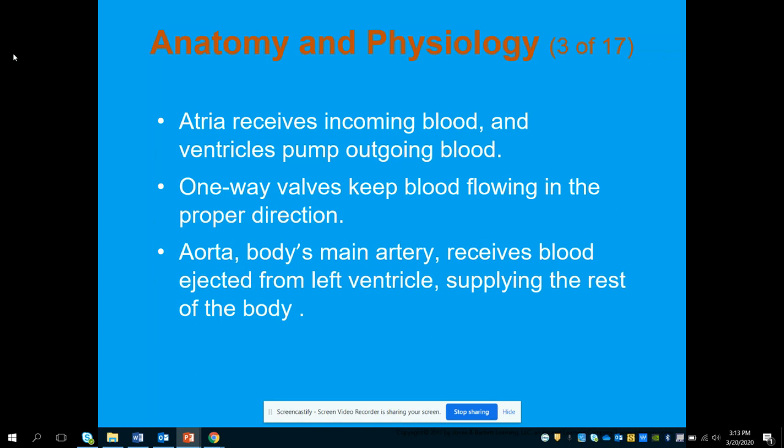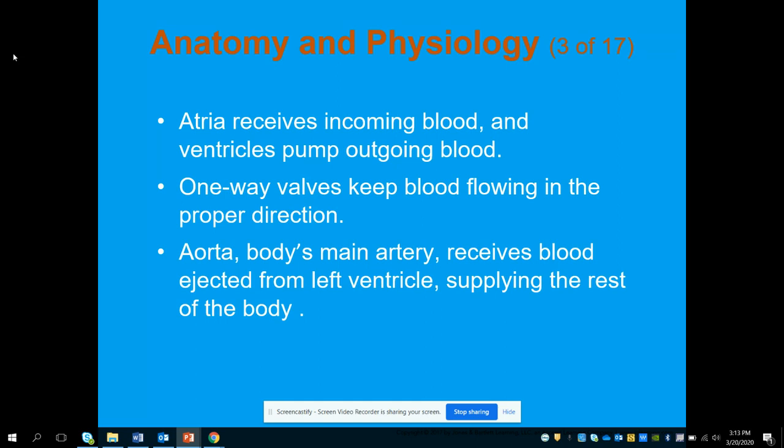So the atria receive that incoming blood, and they're going to receive that from our superior and inferior vena cava, as that's returning blood from different parts of the body. So your superior vena cava is returning blood from the waist up, and your inferior vena cava returning blood from the waist down. And then the ventricles are going to help pump that outgoing blood as it pushes it out through the rest of the body. And that's going to be directly related to your aorta, which is that body's main artery, which receives the blood from the left ventricle and sends it out to the rest of the body.